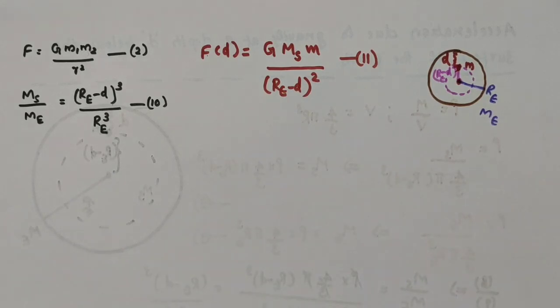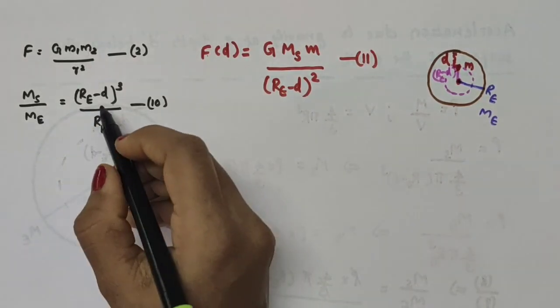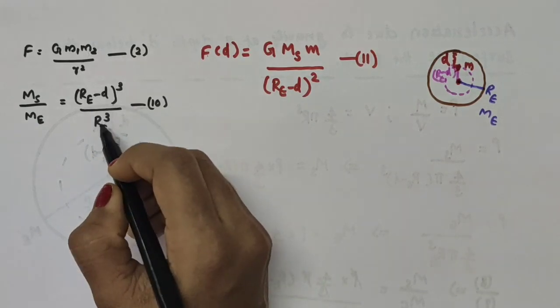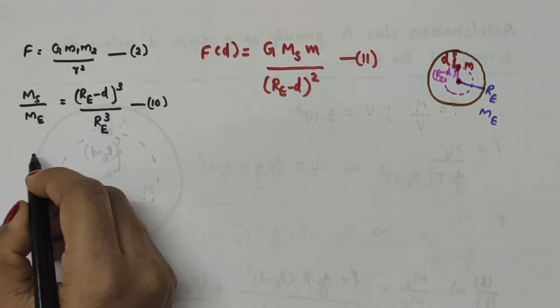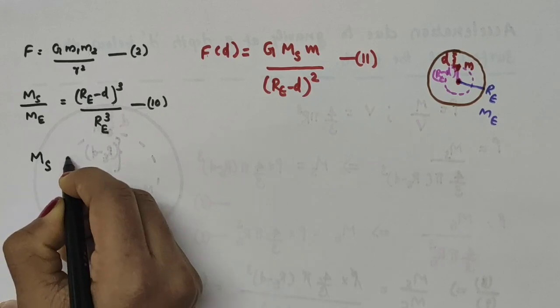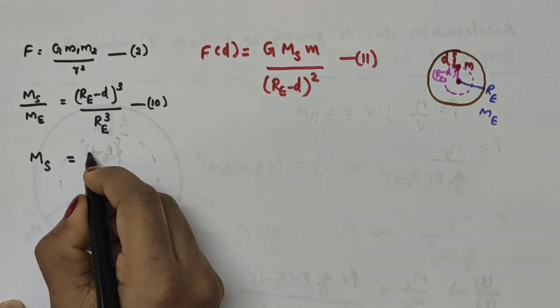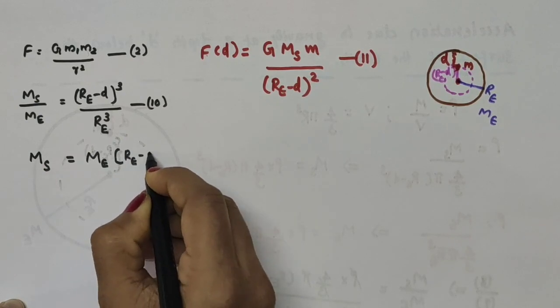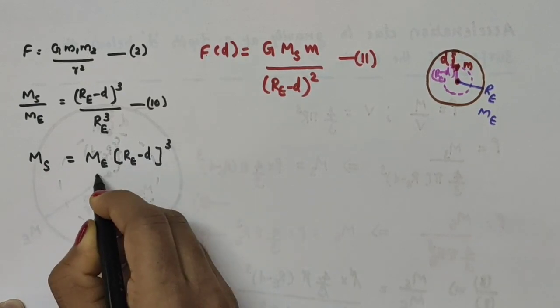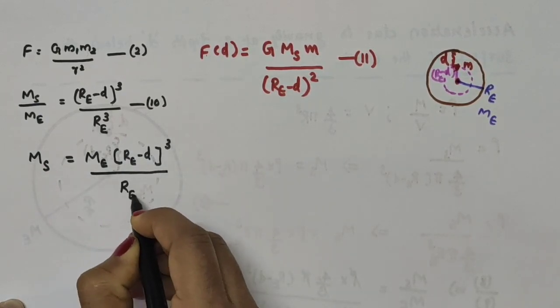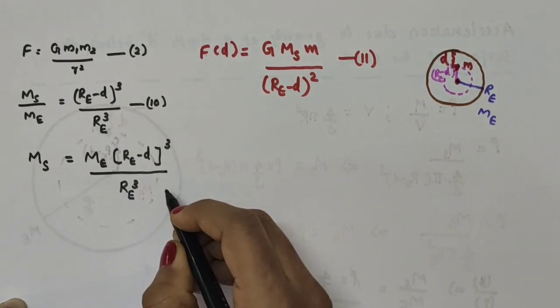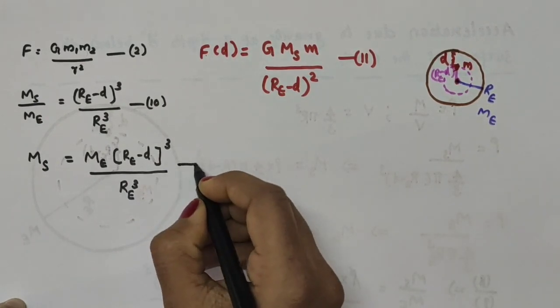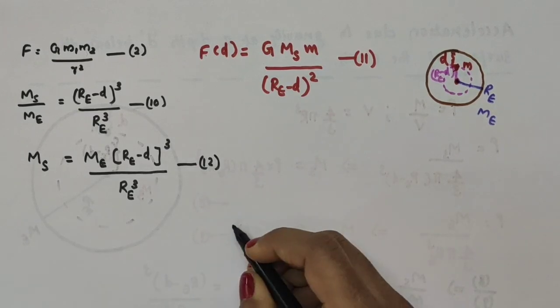Now you see, from equation number 10, we have ms by Me is equal to (Re minus d) the whole cube divided by Re cube. So, from this we can write the mass of the smaller sphere as, taking Me to the numerator, Me into (Re minus d) the whole cube divided by Re cube. I am taking this as equation number 12.